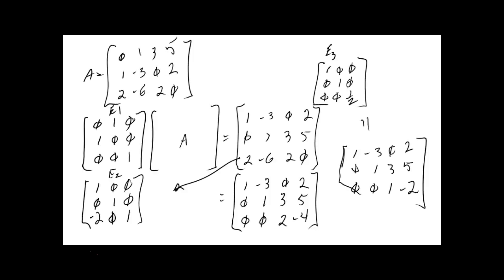I actually thought they were writing them this way. I wasn't paying attention. They reduced using elementary row operations, but then wrote the elementary matrices off to the side.